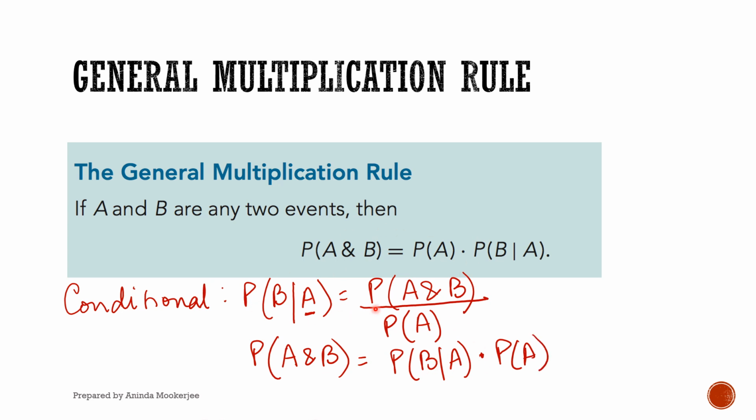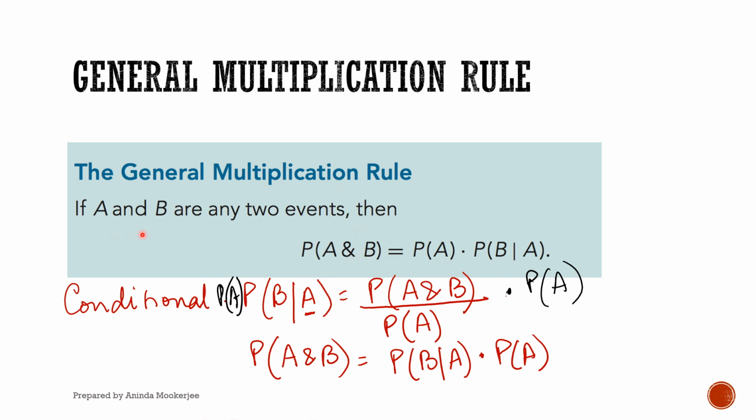From the conditional probability rule, just solve for probability of A and B by moving probability of A to the other side. Multiply both sides by probability of A, right? We want to get rid of the probability of A, just like you solve an equation, right? This is an equation. We're just doing that. So multiply both sides by probability of A, and we end up with probability of A times probability of B given A, and that's what the general multiplication rule is.